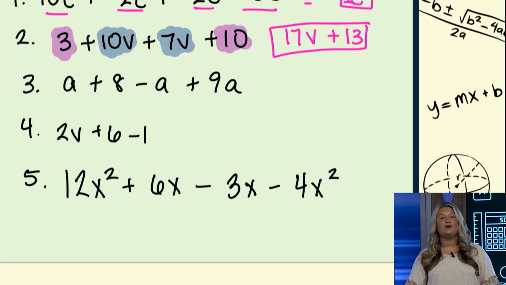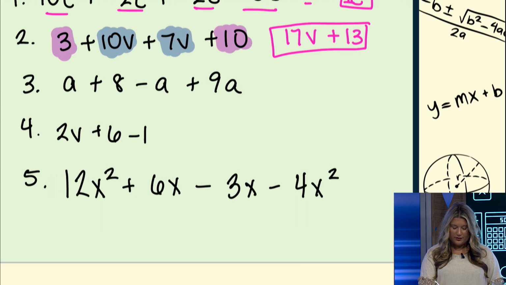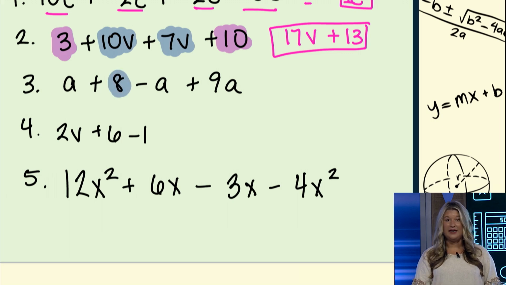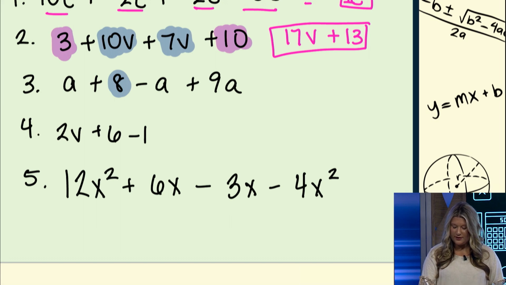Number 3, we have a plus 8 minus a plus 9a. Here, we really only have a as like terms, and then the 8. So the 8 is just going to go on the end. We don't really need to worry about it. We know it's going to be there. But we do need to combine all the other terms.